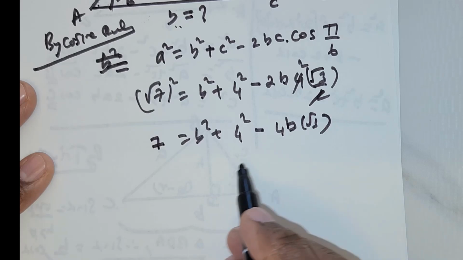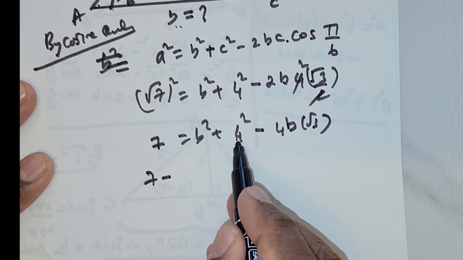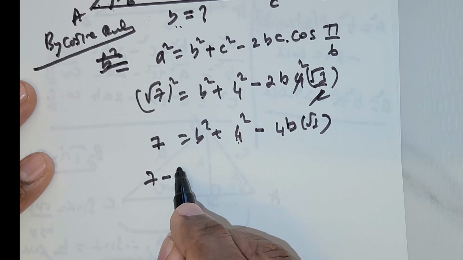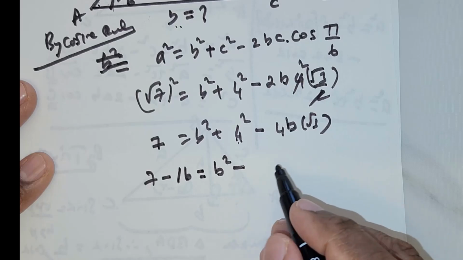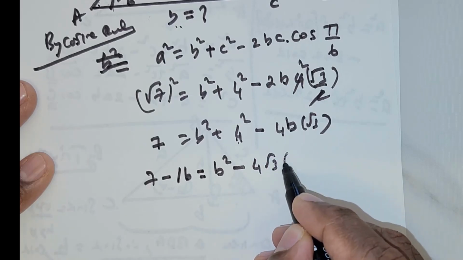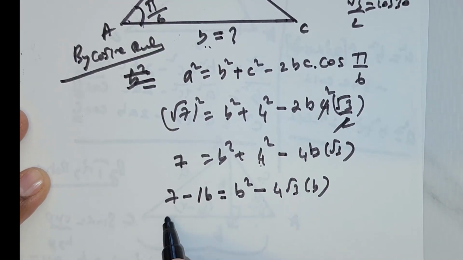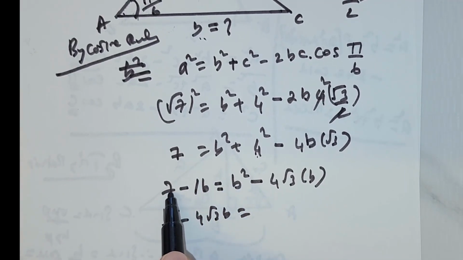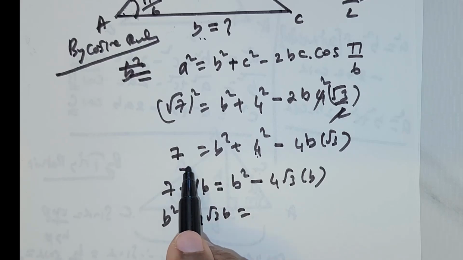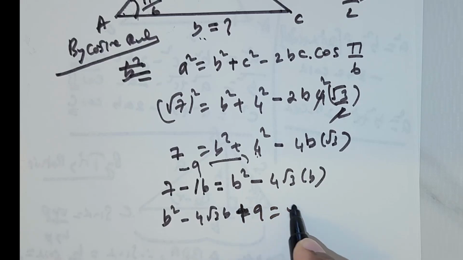So we will have to bring 7 to the other side as negative. This quantity is 16, equal to b squared negative 4 times root 3 times b. This is what we've got. So I'm going to rewrite this as b squared negative 4 root 3 b equal to 7 negative 16, which gives negative 9. I push this negative 9 to the other side, so a positive 9 is equal to 0.